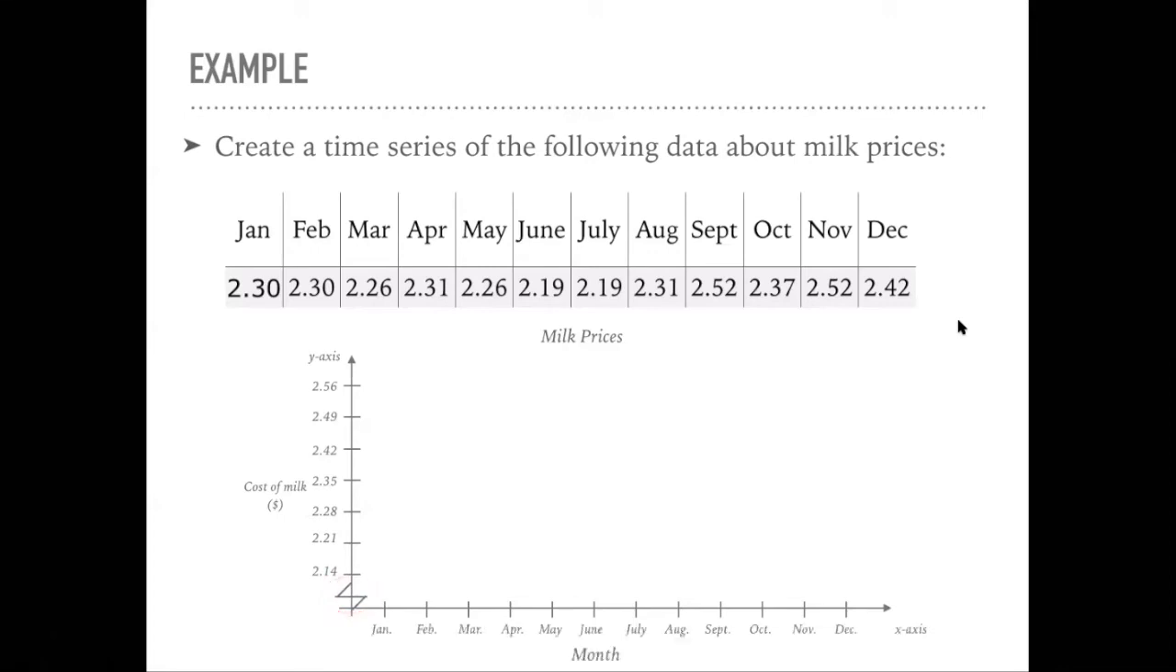Along the x-axis, we have our different months. So label all your months along there and write month. And then we just start plotting our data going along. And once we have our data plotted, we're drawing lines. And there we have it, a time series graph.